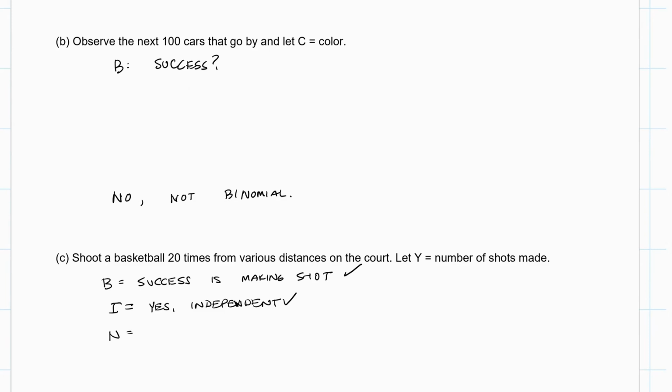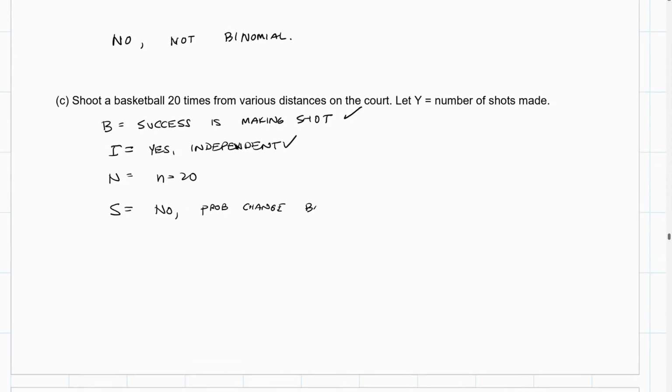And is there a set number of trials? Yeah. N is equal to 20. Same probability? This is where we fail. No, because probabilities change based on where you are in the court, based on your location. So it fails the same probability condition and therefore not binomial. All right.